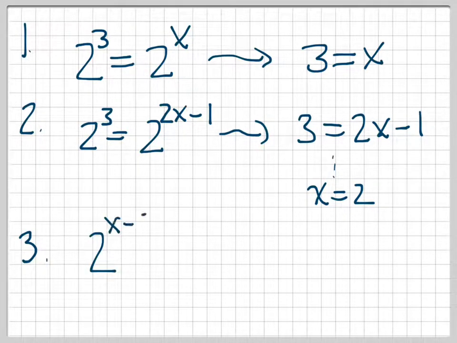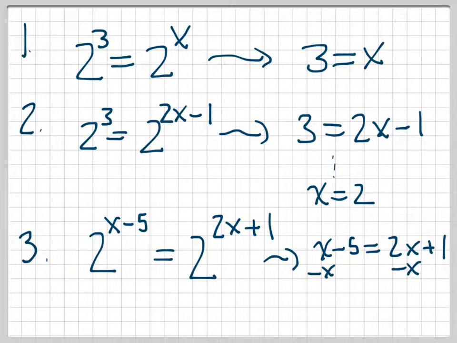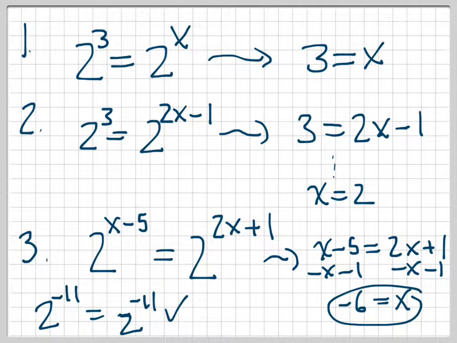2 to the x minus 5 equals 2 to the 2x plus 1. Again, that means that x minus 5 has to equal 2x plus 1. And so what we get from this is that, moving our x over and moving our 1 over, x has to equal negative 6. And if you check, that'll give you 2 to the negative 11 equals 2 to the negative 11. And so we're all good.